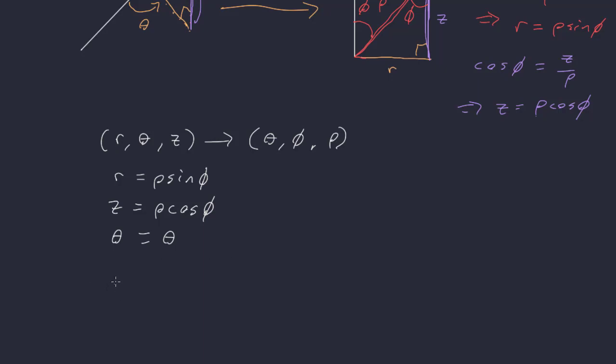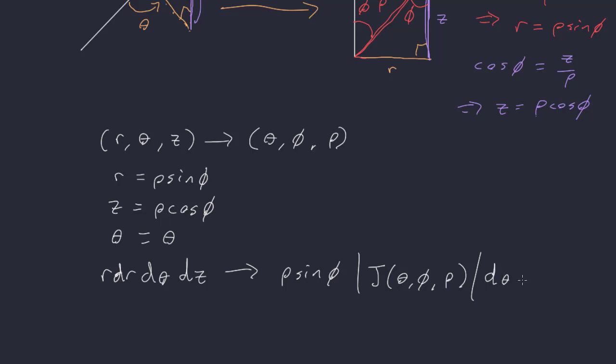Okay, now we also need to talk about this r dr d theta dz. That's going to go to, well, r we know is rho sine phi, and then it will be times the Jacobian in terms of theta phi rho, and then d theta d phi d rho. Now this is not necessarily the order that we have to go in, but that part doesn't matter that much. So we need to find the Jacobian of this transformation.